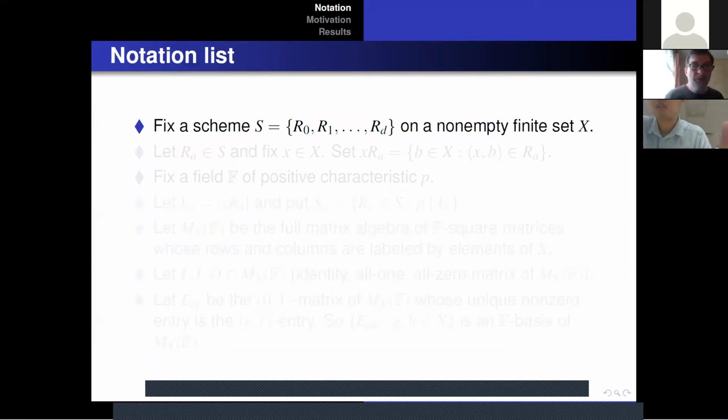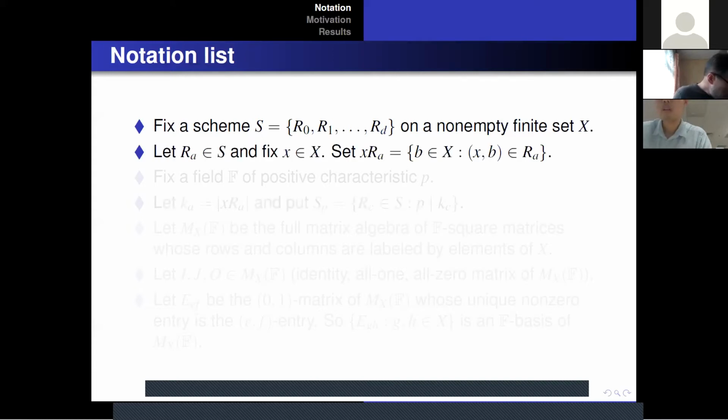Continuing, let us introduce another notation. Firstly, we fix a scheme S, which is R0, R1 to Rd on a non-empty finite set X. Let Ri be a relation of S, and we fix x, a point of X. Set xRi is the collection of all y belonging to X such that (x, y) is a pair of Ri.